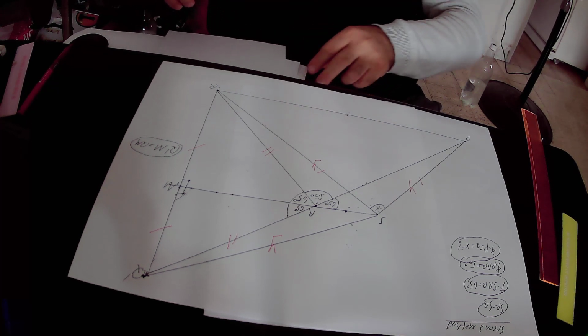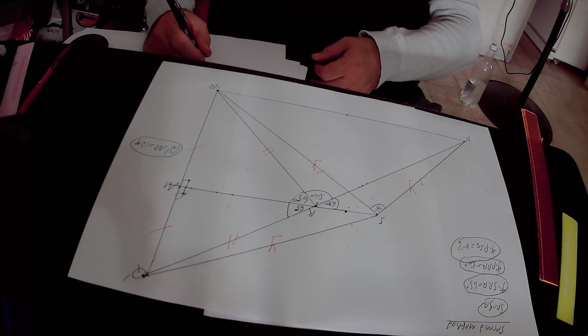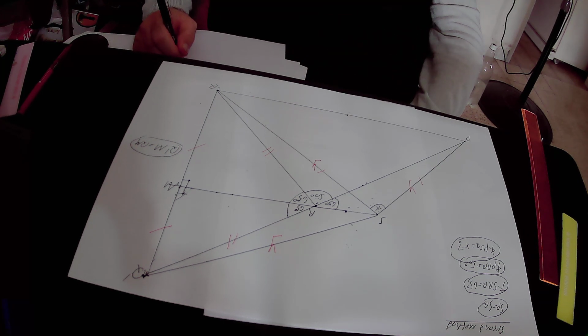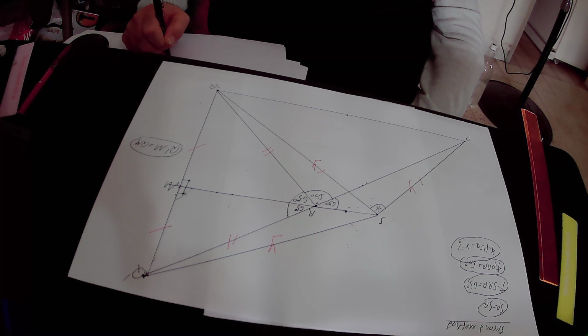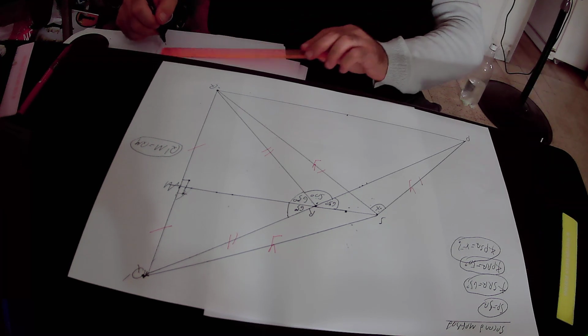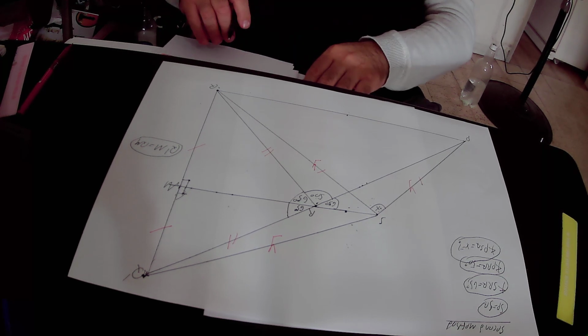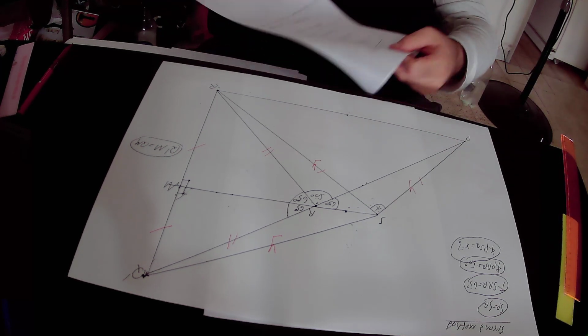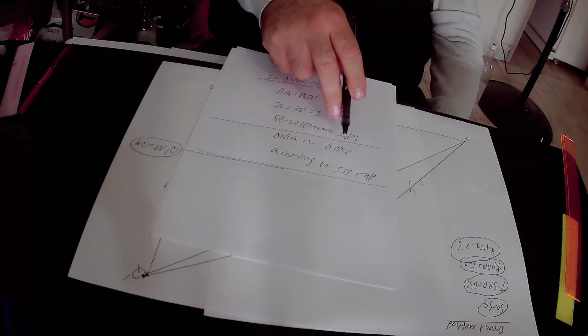So I will write it down. Triangle SRQ can go into triangle SRQ dash according to the side rule. Again, triangle SRQ can go into triangle SRQ dash according to the side rule.